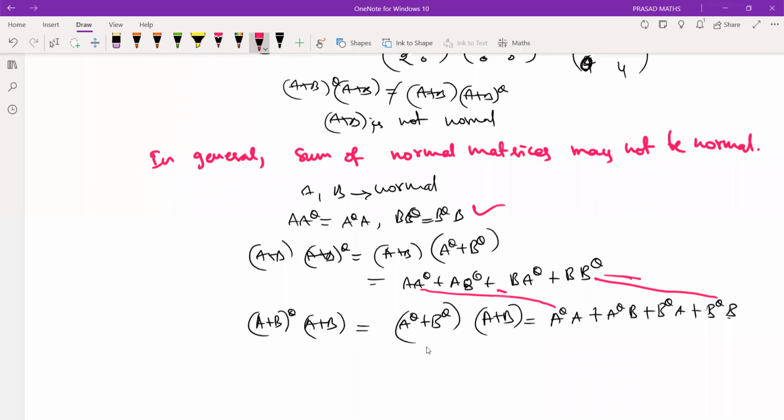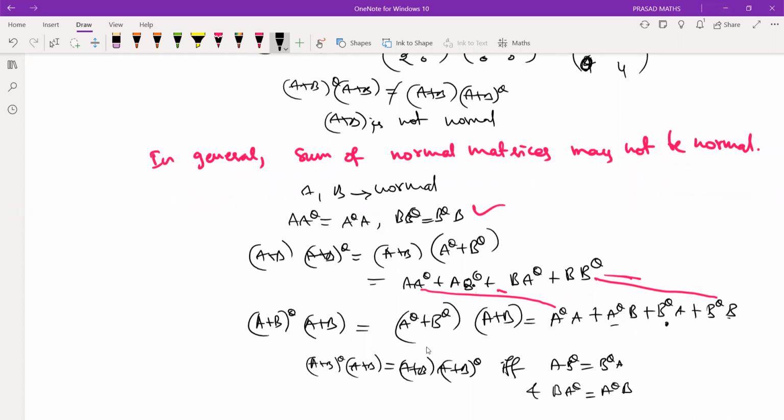But if you take the condition A plus B theta into A plus B equals A plus B into A plus B theta, both are same. If you provide the condition, this equals this, that means A B theta is equal to B theta into A, and for the other middle piece, B into A theta is equal to A theta into B. If you provide this condition, then the sum is a normal matrix. In general, the sum may not be normal, but if you provide this condition, the sum would be normal.